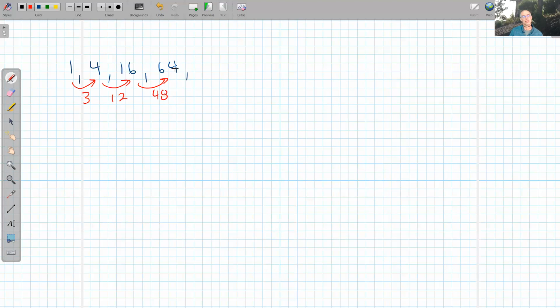48 plus 16. 8 plus 6 is 14. Carry the 1. 4, 5, 6. Yeah, 48. Not sure I see a pattern there. Maybe it's the next set of differences that works. So 12 minus 3 is 9. 48 minus 12 is what, 36? Looks like a dead end to me.